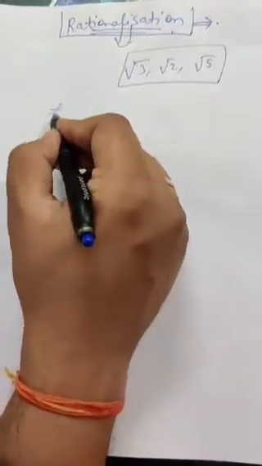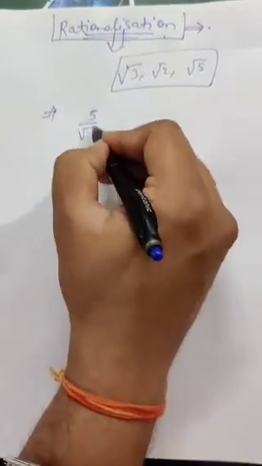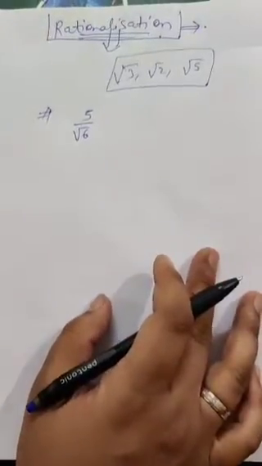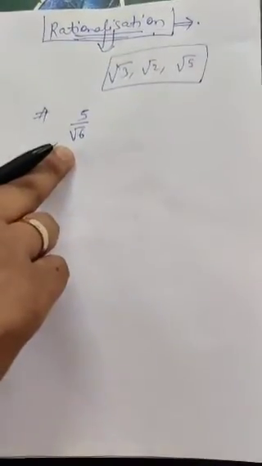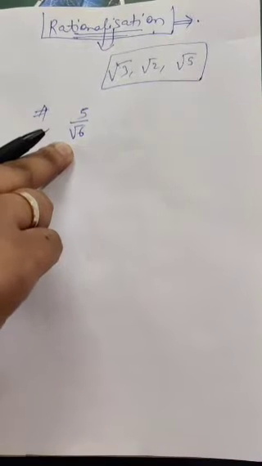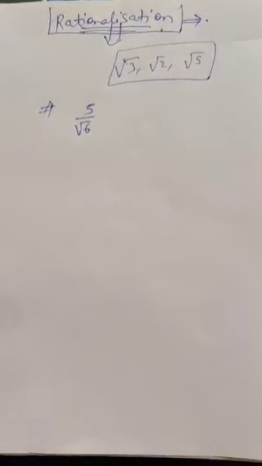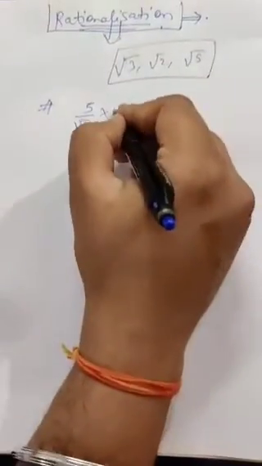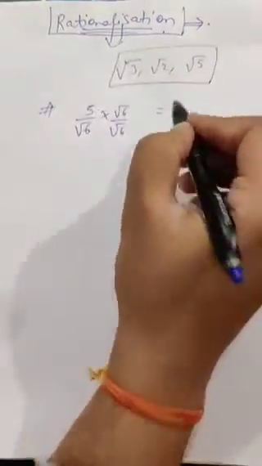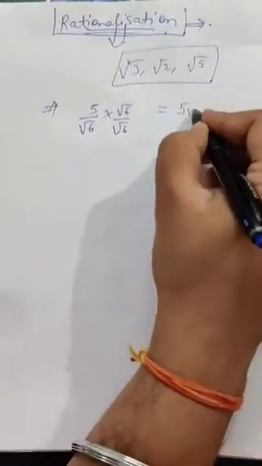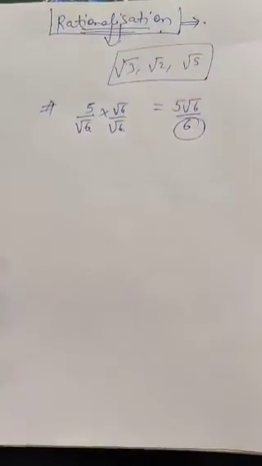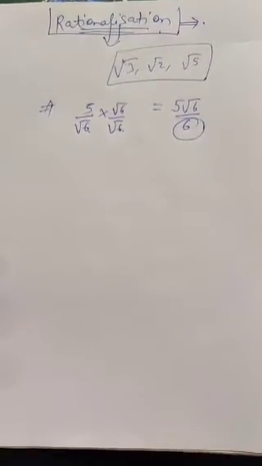For example, if a question is given, 5 by root 6, as we know that this is in the form of p by q, but here it is not a rational number because in the denominator there is root 6. So we need to rationalize the number in order to remove this. So how will we rationalize? We will multiply and divide this number by root 6 and root 6. So 5 multiply root 6, that is 5 root 6, and root 6 multiply root 6 will give you 6. Now see the denominator. In the denominator, that is a rational number, it is not an irrational number.